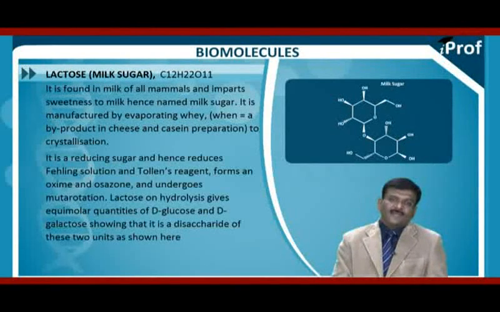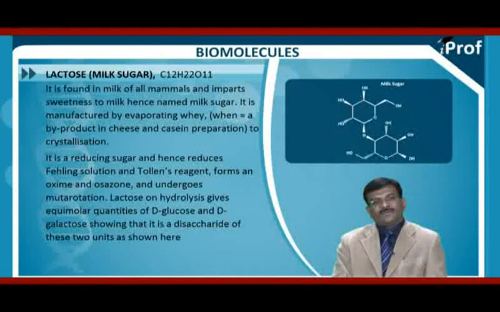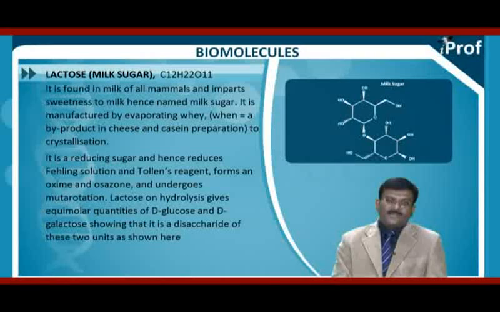It is a reducing sugar and hence reduces Fehling's solution and Tollens' reagent, forms an osazone and oxime, and undergoes mutarotation also. Lactose on hydrolysis gives equimolar quantities of D-glucose and D-galactose, showing that it is a disaccharide of these two units.